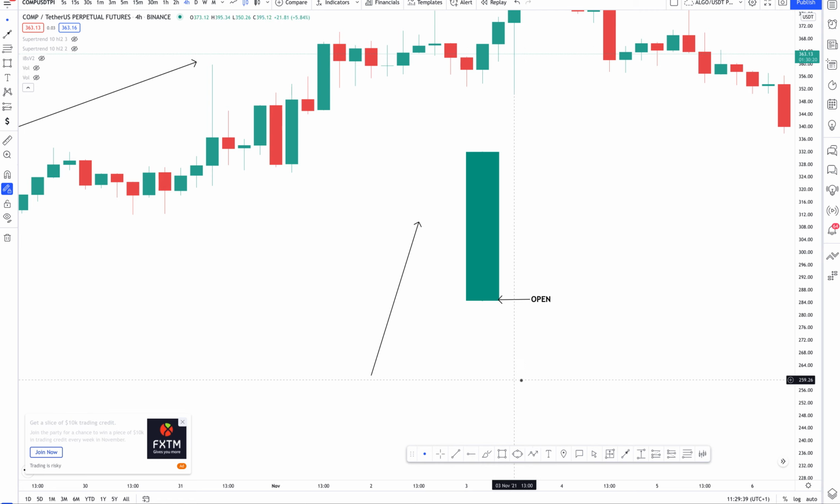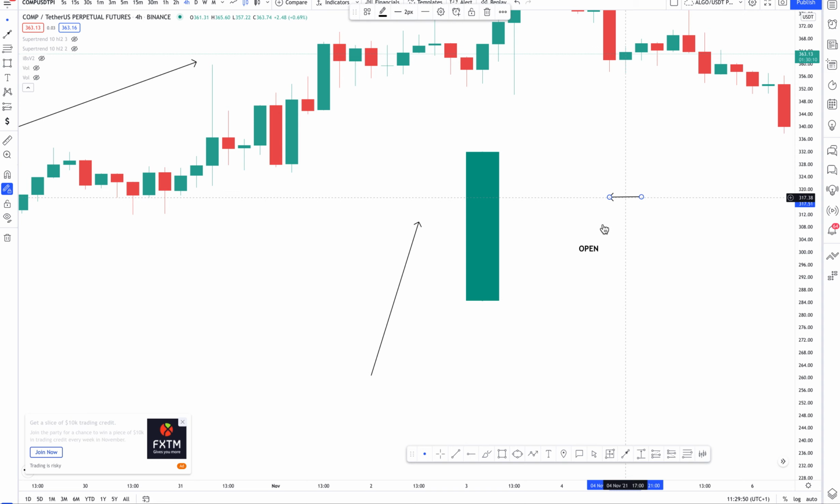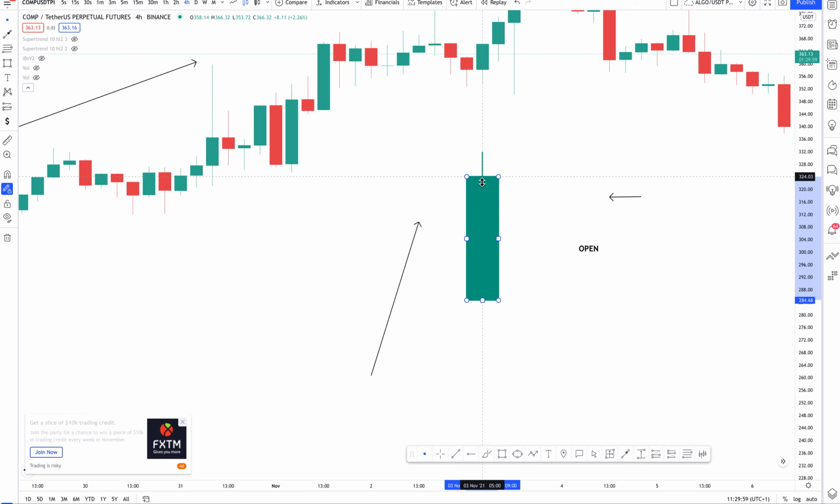So let's hide this. Okay, and also let's remove this. So we know now that the candle opened from this point. Now, this is what happens. This candle can move in different directions. Let's say the candle moves like this. It got to this point, which means, let's say, this was the highest point where it got to.